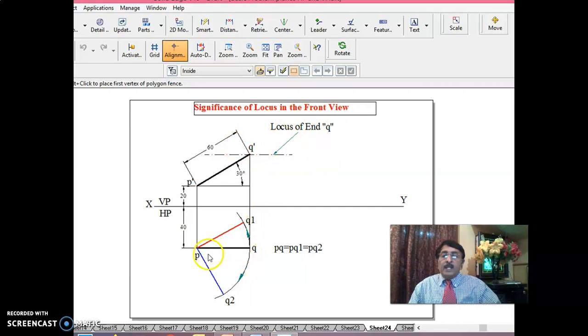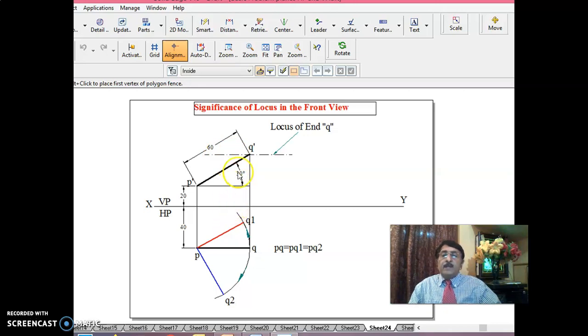In the same way, let us say, instead of rotating this way, keeping P fixed, if I move Q with a constant inclination of 30 degrees to HP this way also, as long as inclination to HP is constant, the height of Q2 above HP should remain same. That means Q2 also will be lying on the locus only. The distance of Q2 above HP remains same.